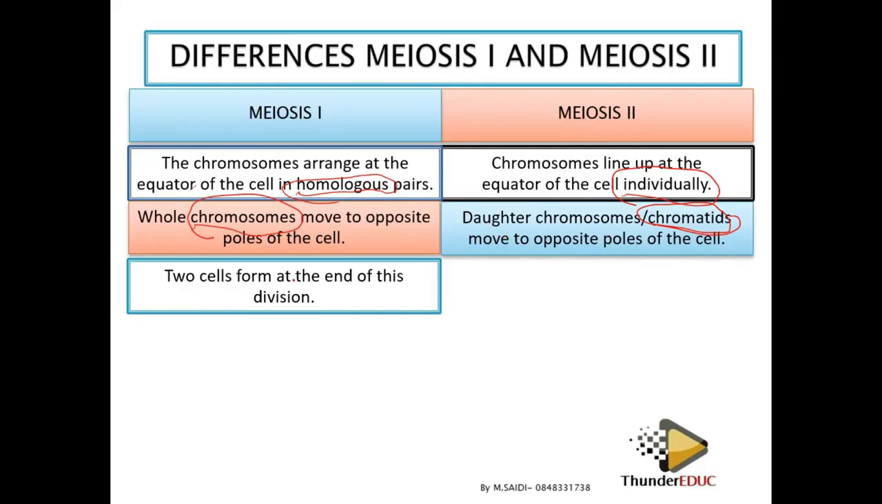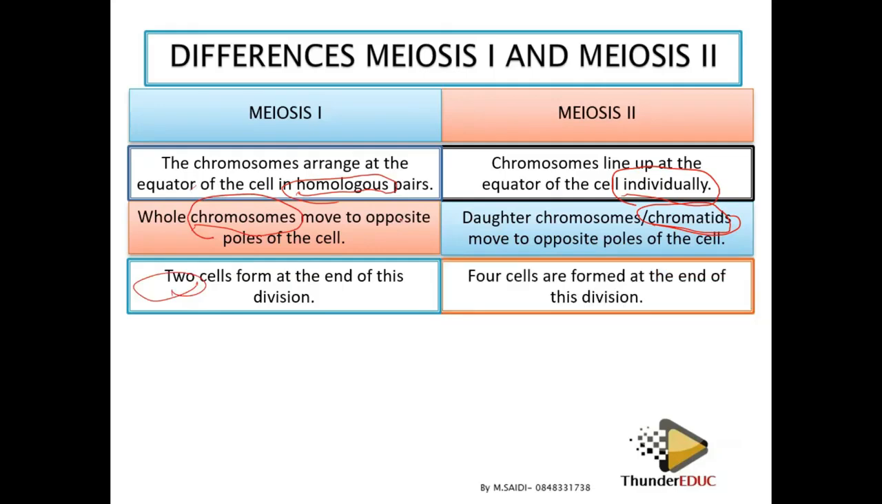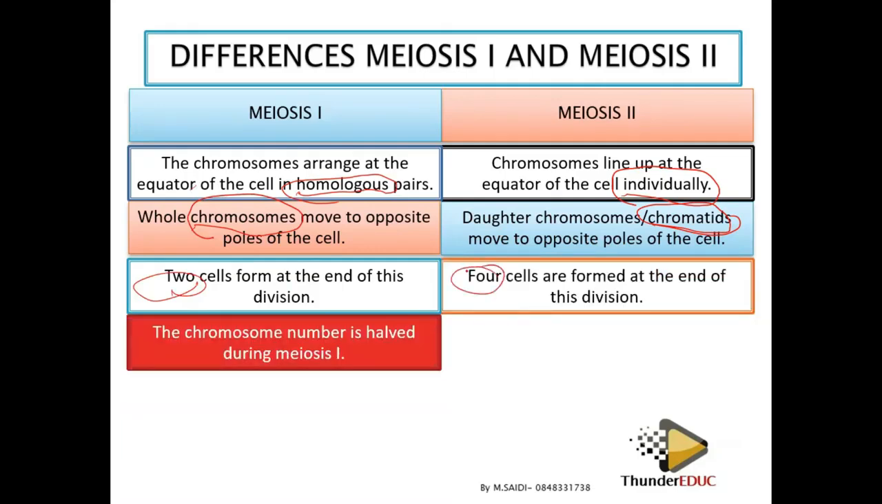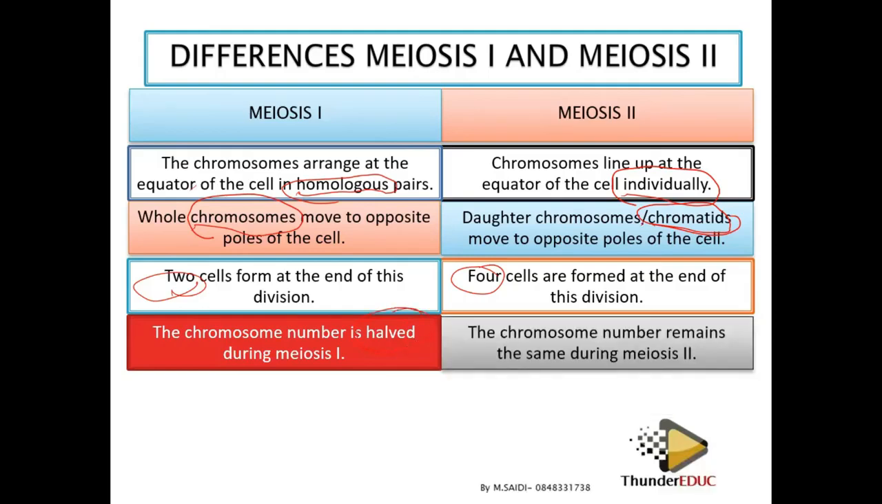Two cells form at the end. So we say that here you form 2 cells, while the other side you form 4 cells. You see the key point? Yes. And then our chromosome number in meiosis 1 is halved. You have the halving effect. And then this side, the chromosome number is maintained. It means that you start with 23 and then you end up with 23.